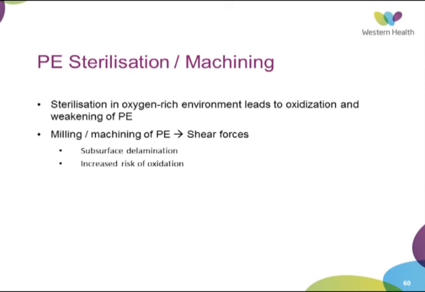In the manufacture of our polyethylene, it's been shown that if our polyethylene is sterilised in an oxygen-rich environment, it can oxidize that, which can lead to weaker areas of the polyethylene. And also when the polyethylene is milled, this can create shear forces and stresses in areas where it's machined, and that can lead to some subsurface delamination of the polyethylene, and that can make it more susceptible to oxidation when it's sterilised.